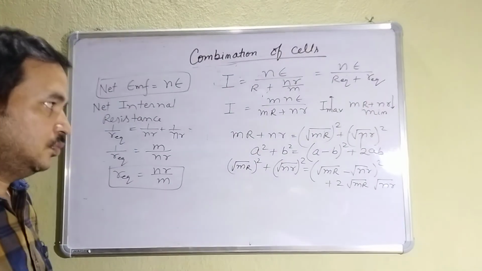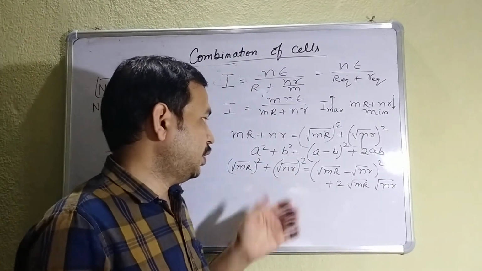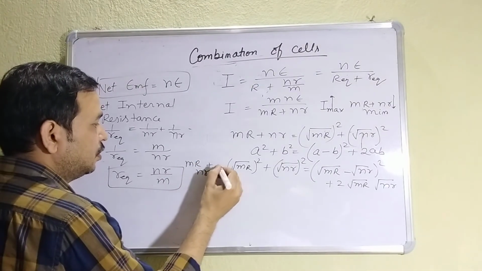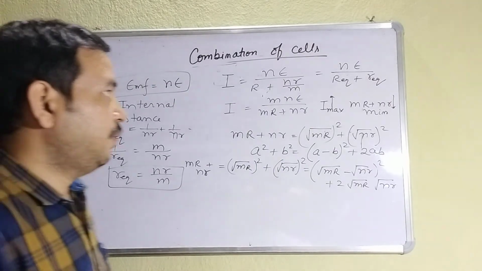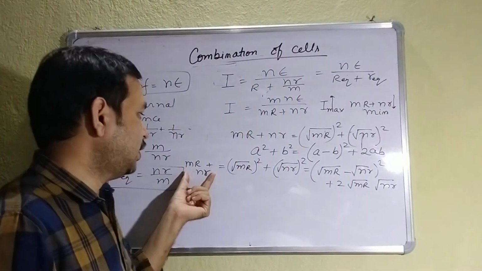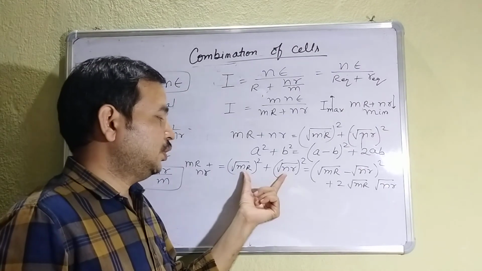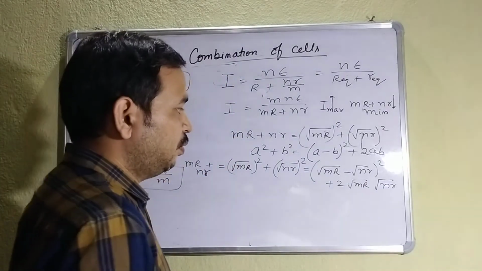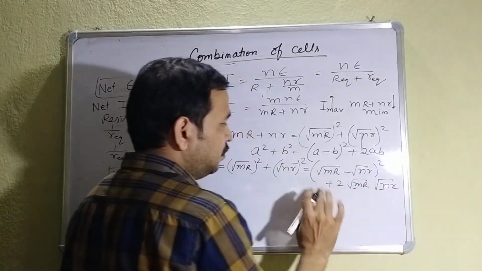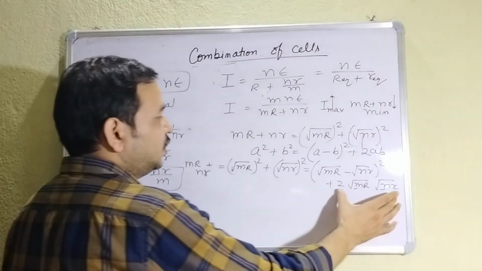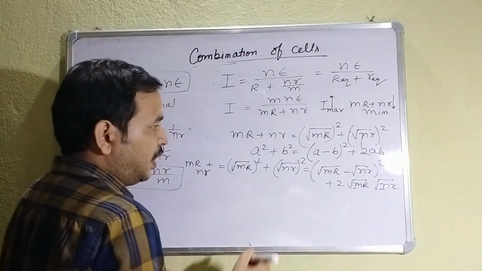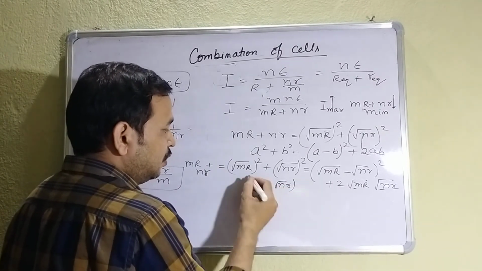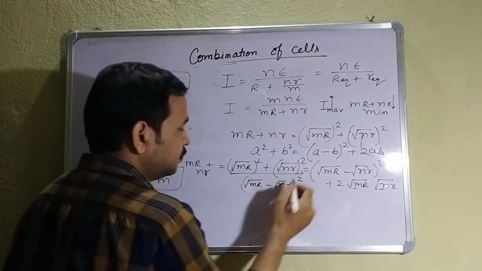Now see this thing, this is actually mR plus nr. This value is of mR nr. We have to make mR plus nr minimum. For this to be minimum, what will be the value of this square, that we have to think, because these are constant, all are constant, we are not concerned with this. This will always have a fixed value, but root under mR minus root under nr, this will decide the value of this one.